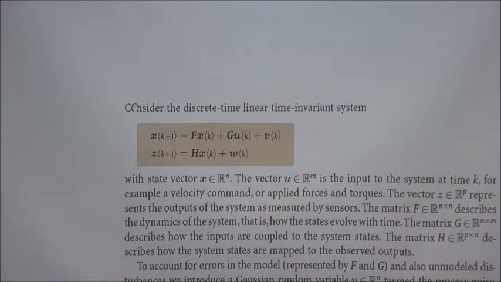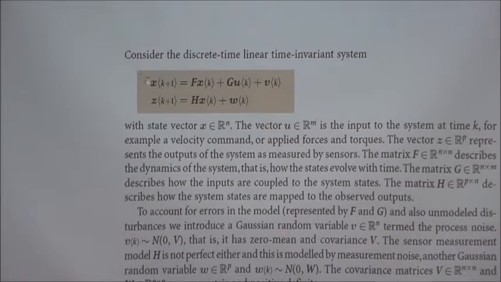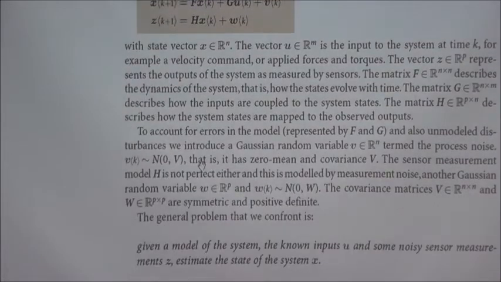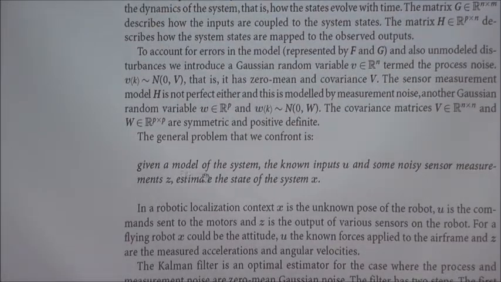then you want to go from that point to another point, another step. In order to estimate where you should be located in the next time step, you have those kinds of inaccuracies. So, based on this given information, given a model of the system, the known inputs U and some noisy sensor measurement Z, estimate the state of the system.